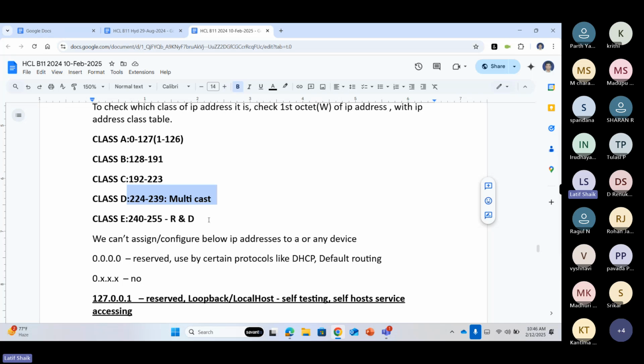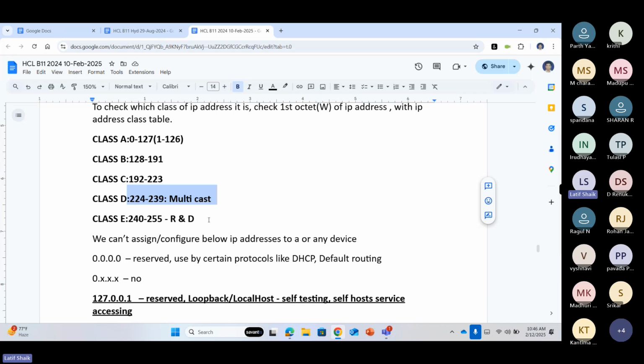For that one, two services will run in the background. One is the DHCP service, another is BOOTP. So it is used for both unicast messaging, unicast IP addresses through DHCP as well as BOOTP.